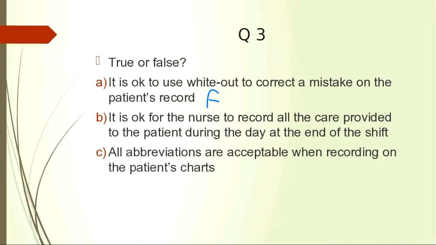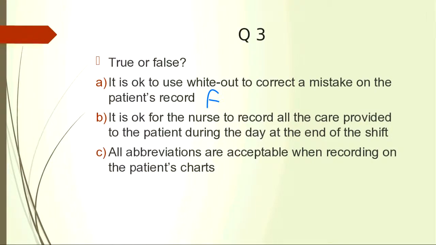So if we made a wrong entry, we draw a line using a pen, not a pencil. So a pen line through the information, and then your initial saying that this is a mistaken error and so on. But the information has to be clearly visible.